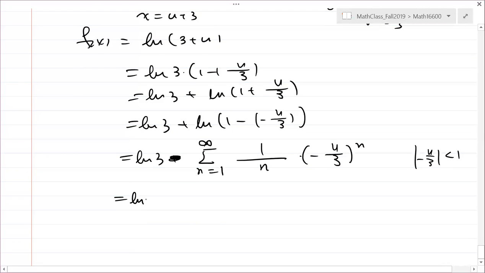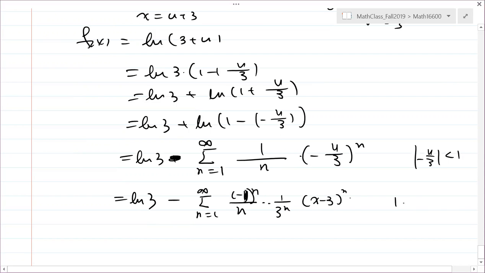Okay, so let's write it again. It's n starting from 1, so it's negative 1 to the power n minus 1, over n times 3 to the n, and u is going to be x minus 3, to the n. And here, absolute value of x minus 3 is less than 3.